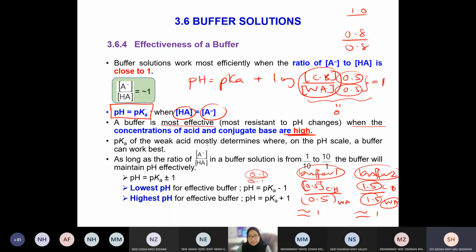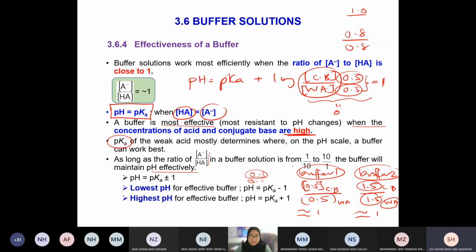The pKa of the weak acid mostly determines where on the pH scale a buffer can work best. So we use pKa to determine where on the pH scale a buffer can work best. So we base it on pKa. As long as the ratio of these two in a buffer solution is from 1/10 to 10/1, the buffer will maintain pH effectively.